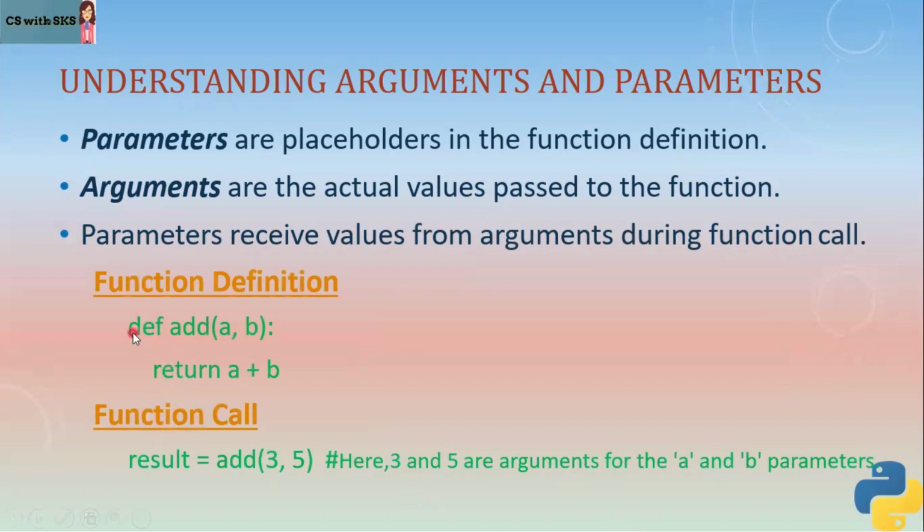So there is one example. Define add a comma b. So this is function definition. I'm defining a function named add. There are two parameters, a comma b, and return a plus b. We'll cover what this return statement is. As of now, you just understand there is return a plus b. And then when I call that function, I write result is equals to add 3 comma 5. Here, a and b are parameters, and 3 and 5 are arguments, and these values will be passed to a and b respectively, right?